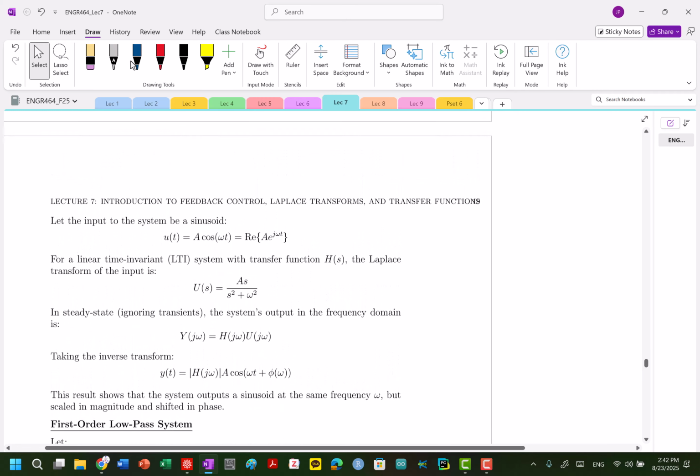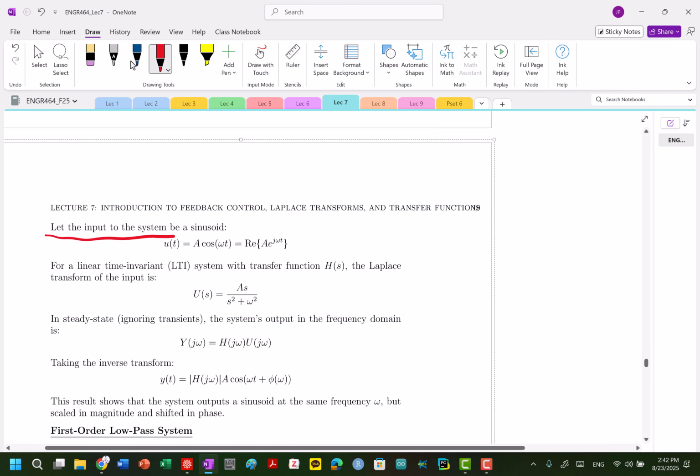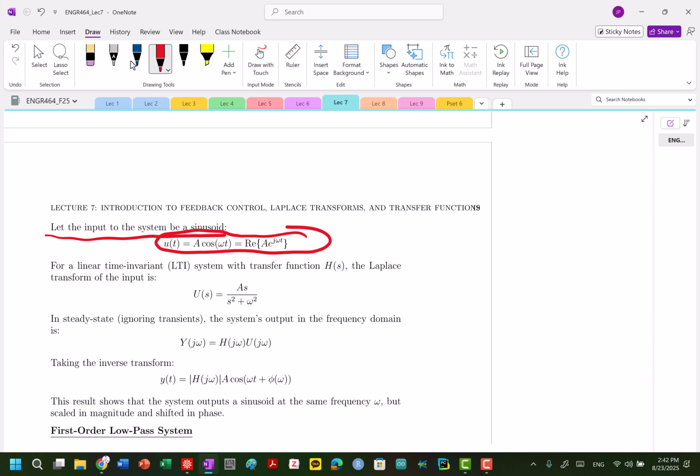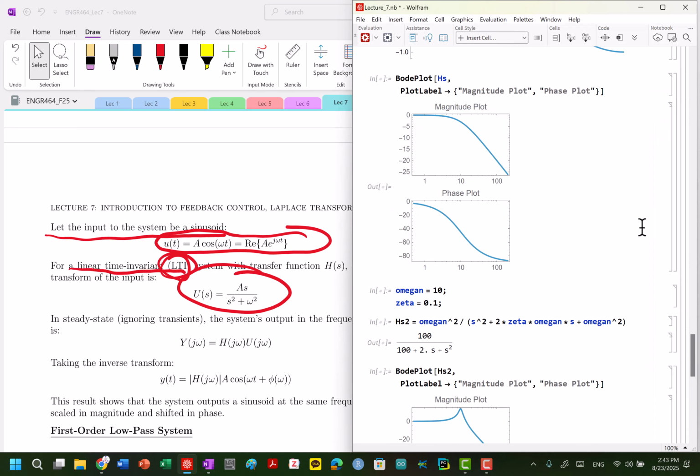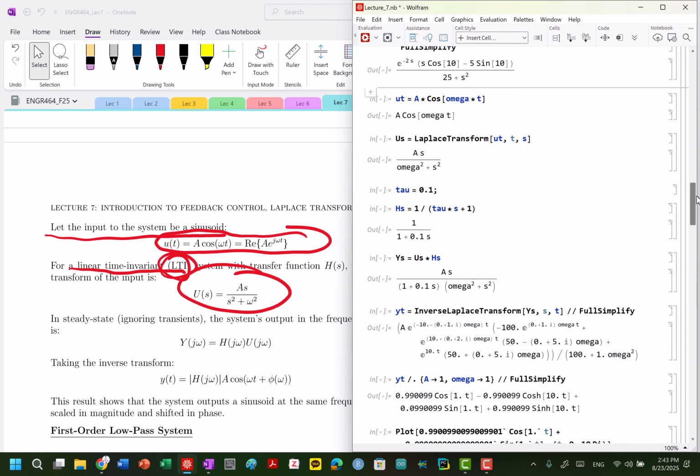So let's consider the following input. Let's say your control command, your input function, is sinusoidal in nature. We are not going to deal a lot with these cosines. But anyways, if I have a linear time invariant system, and we're going to define this in the next lecture, our Laplace transform of that function will be this. And we can verify that over here.